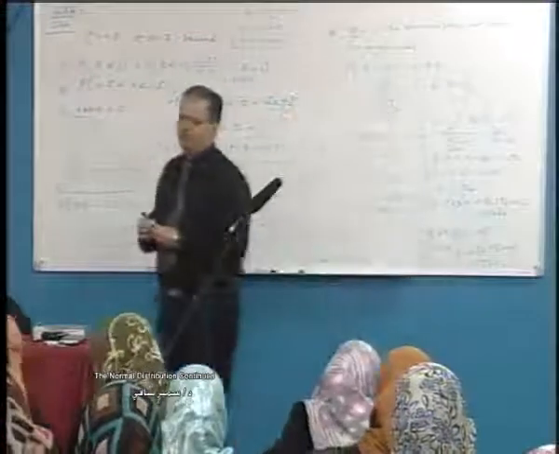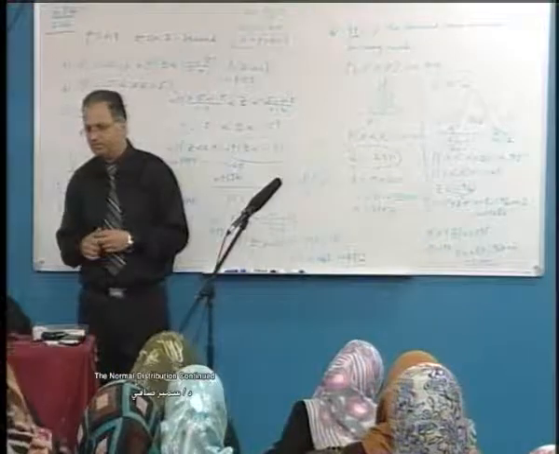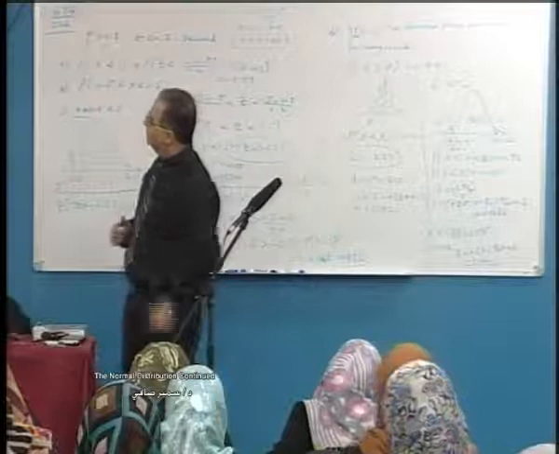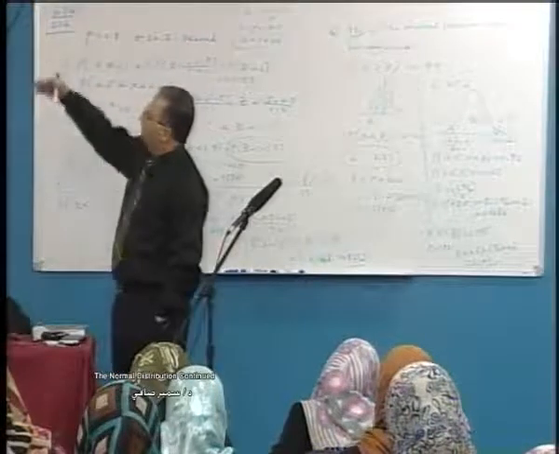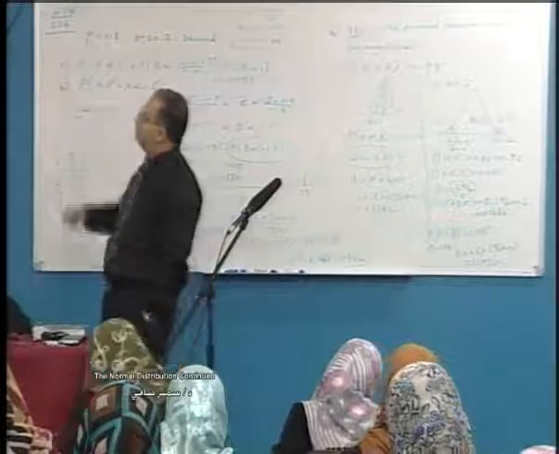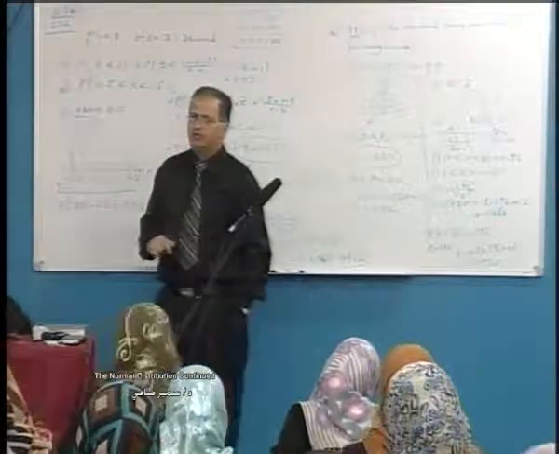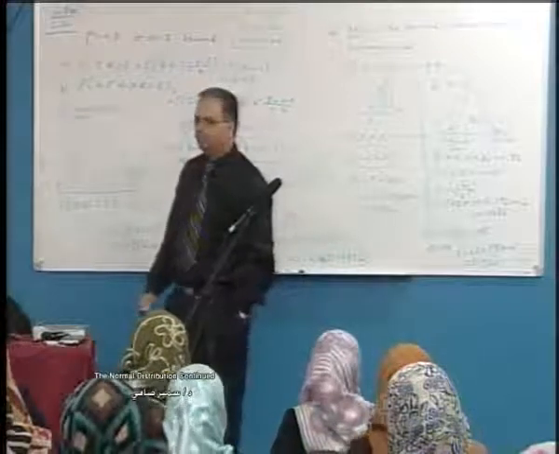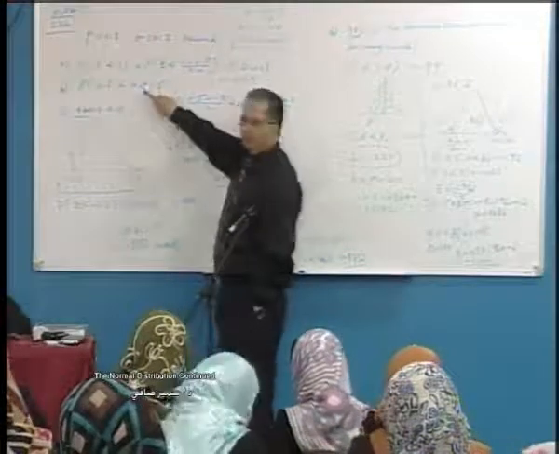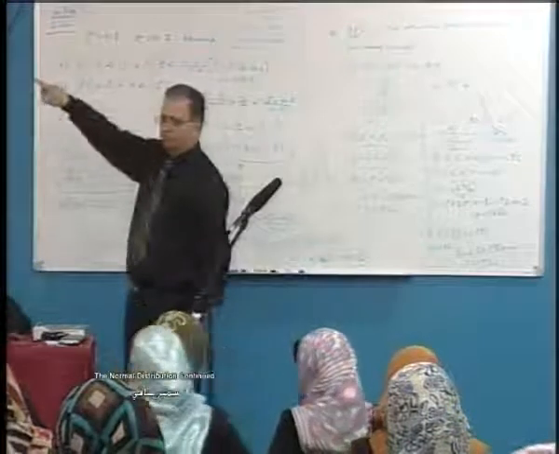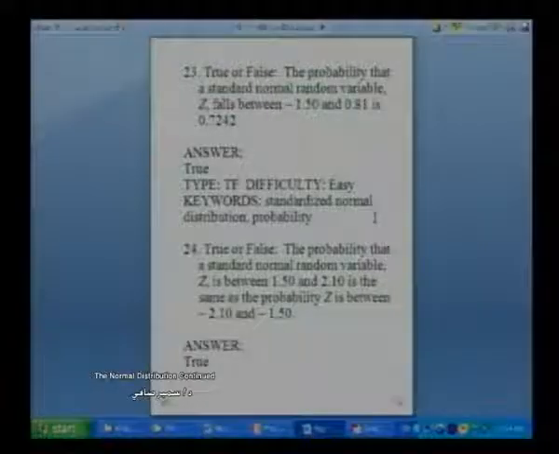Now let's do some practice problems for chapter 6. Just look at the quantity: the probability that standard normal random variable Z falls between minus 1.5 and 0.81. It's similar to this one, but this is straightforward, z-score between minus 1.5 up to 0.81.